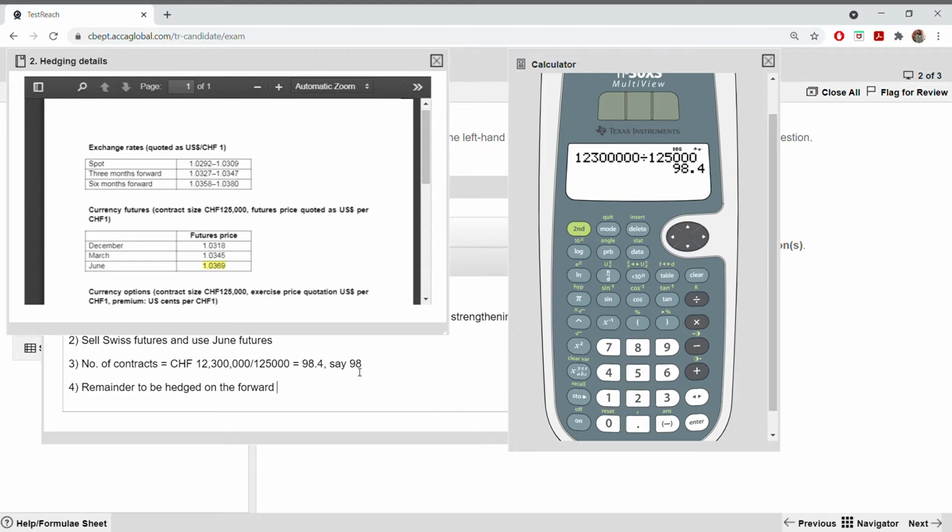How much? How much do you have to hedge on the forward? CHF. Okay, what you can do is copy and paste it here. See, minus. So this is the total amount of receipt which has to be hedged. Okay, but how much are you actually hedging? Wait, I will make this number closer. Minus how much you are actually hedging.